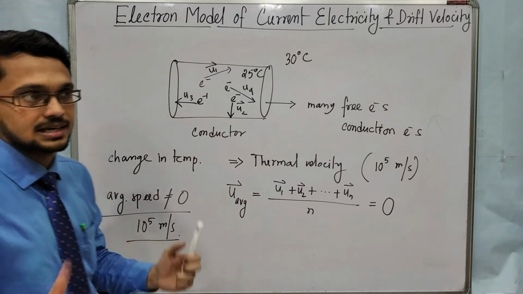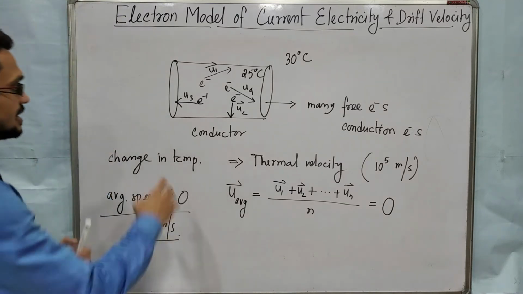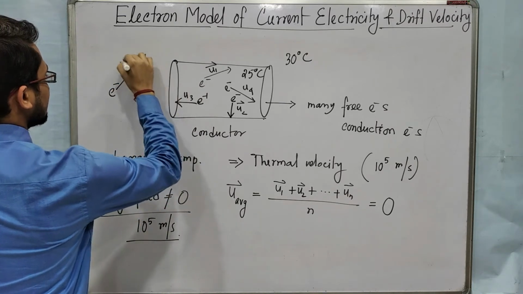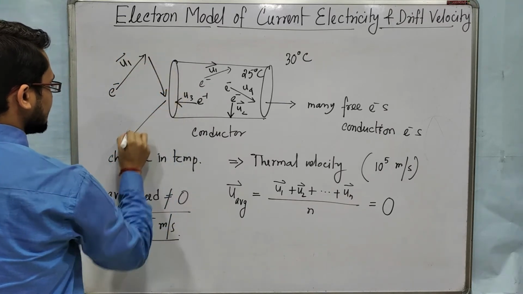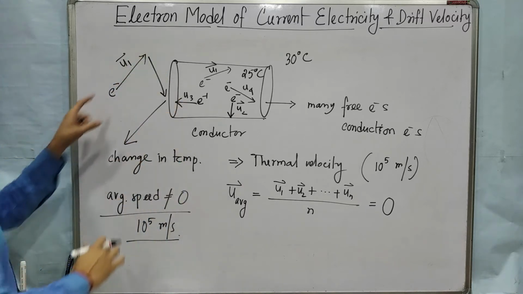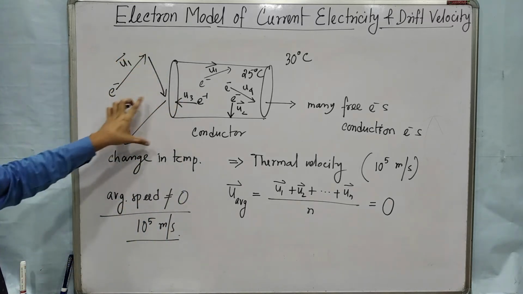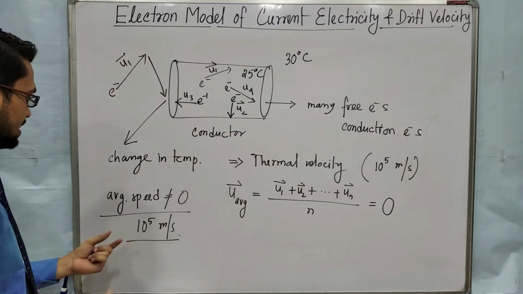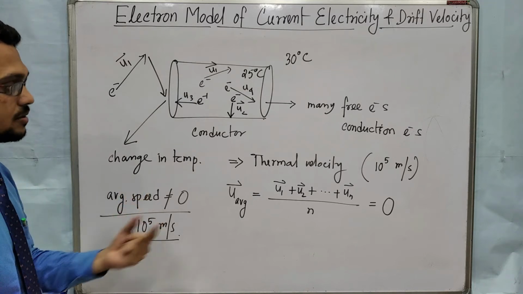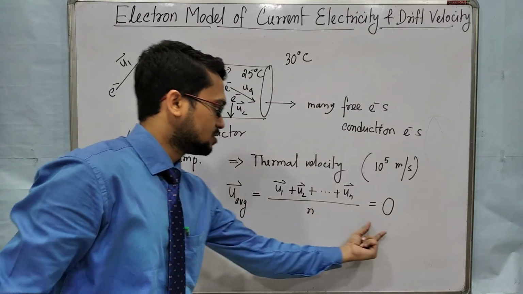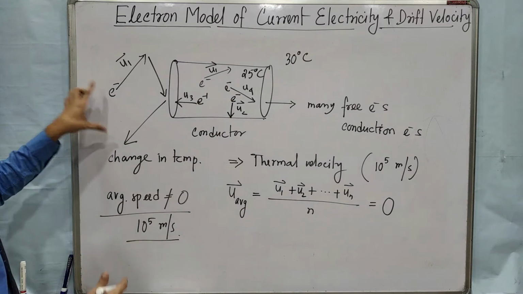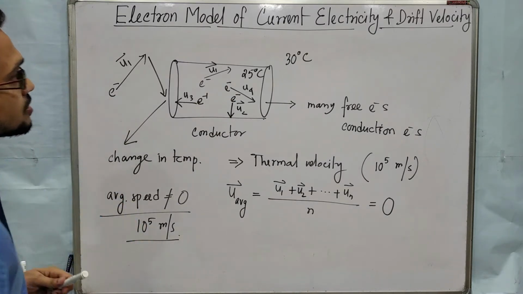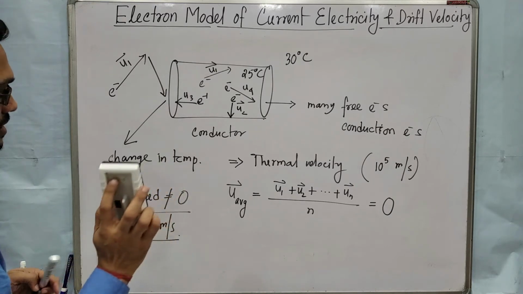Average speed means total distance by total time, the distance covered by any electron. Suppose it is moving like this, E1, then here. So some total distance is covered by this electron, and the total distance divided by the time taken will be the average speed. So it cannot be 0. Average velocity will be 0, because at the end there is no displacement. Okay. So this is average thermal velocity.